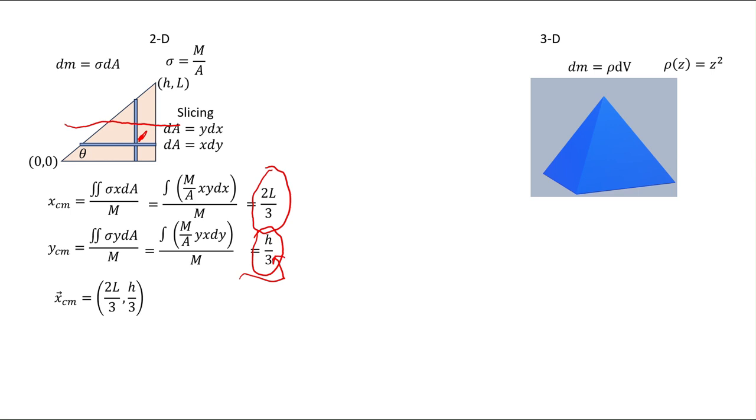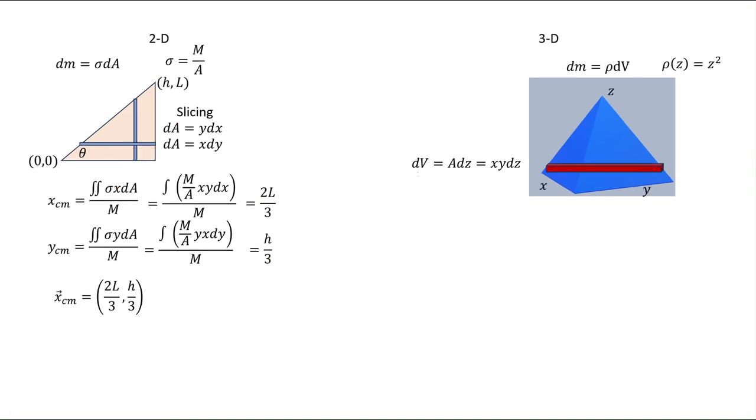On the other hand, if I look at the x, the farther I go to the right, the more junk there is. So if I cut this in half, I expect it to be farther over. And so, yeah, this actually does make intuitive sense. It's farther to the right than the midpoint, and it's lower than the midpoint in the y direction. So that actually squares. Okay, now let's move on to the 3D case.